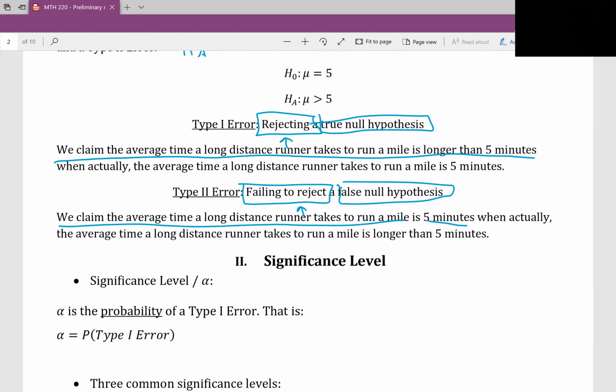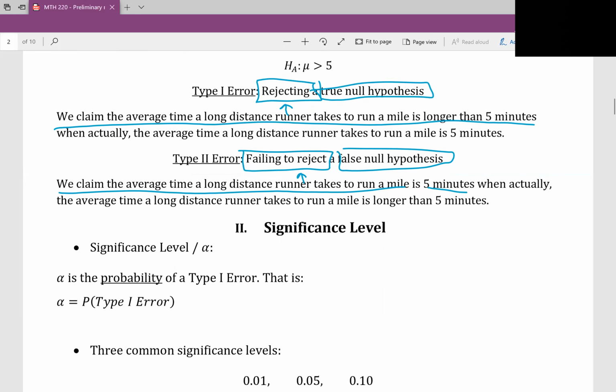I have mentioned the three common significance levels for alpha when discussing confidence intervals. We have three typical alpha values. Those are 0.01, 0.05, and 0.1. That's 1%, 5%, or 10%.